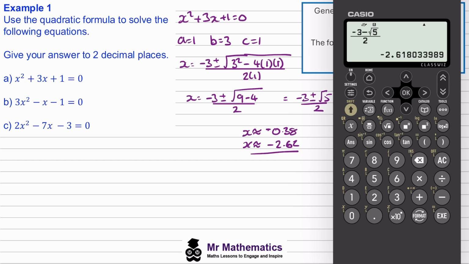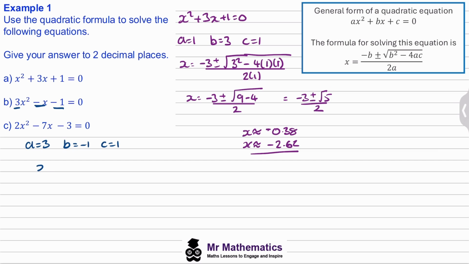So it's a good idea to work out as much of this as you can in your head and then enter the simplified version into the calculator. If we look at question B, what do you think the values of a, b, and c will be? So a will be the 3, b will be the negative 1, and c will also be negative 1.